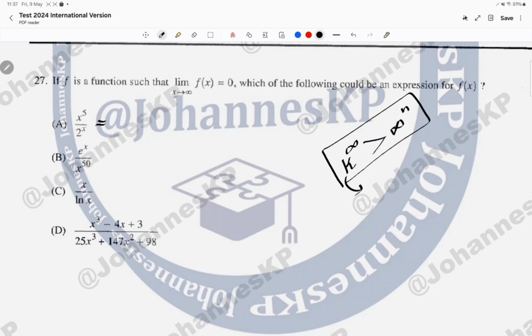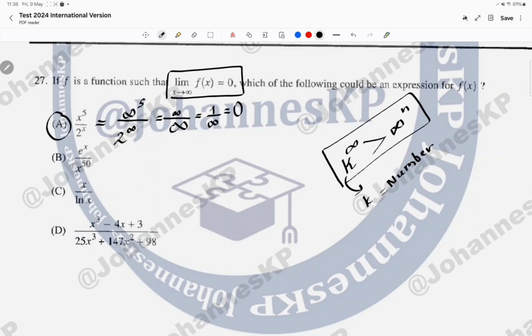K is a number, by the way. So which one is bigger, bottom or top? Bottom. Because you're going to have infinity to the power of 5 over 2 to the power of infinity. The bottom is bigger. So it's like saying small infinity over huge infinity, which is like saying 1 over infinity, which is a 0. And they want a 0.